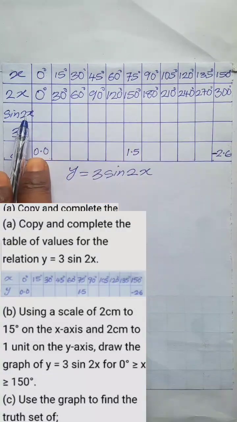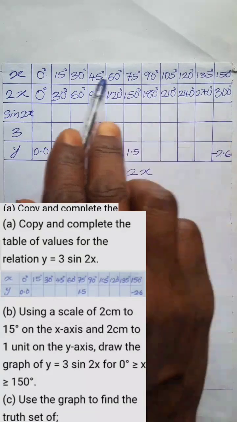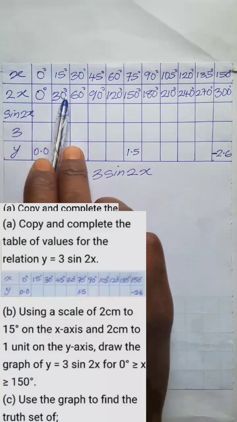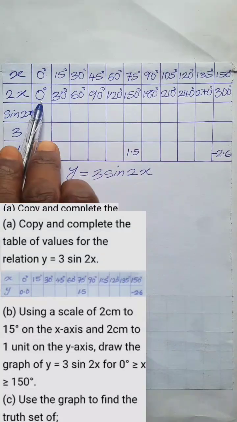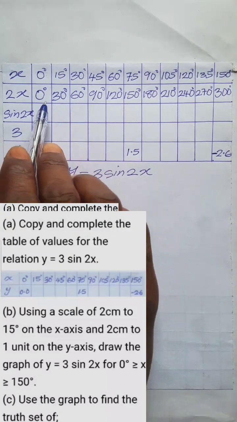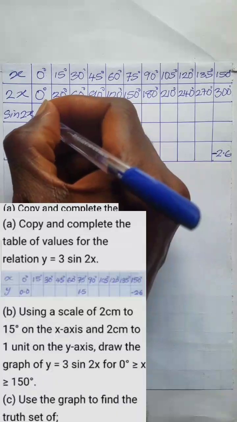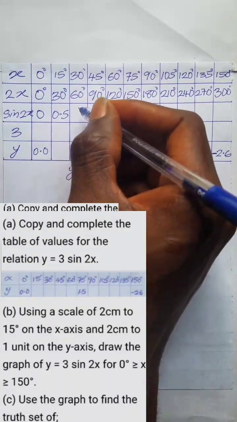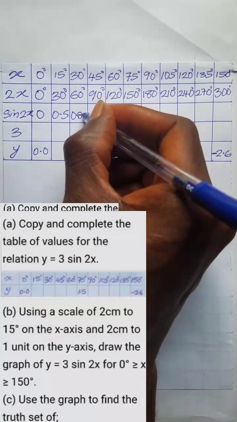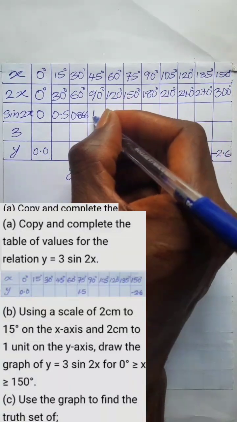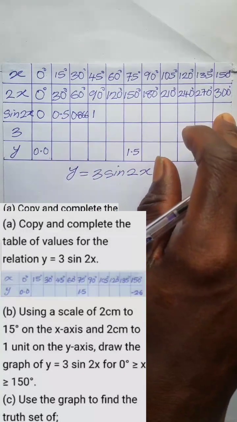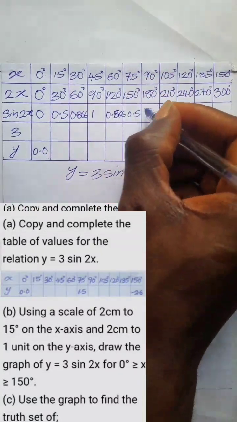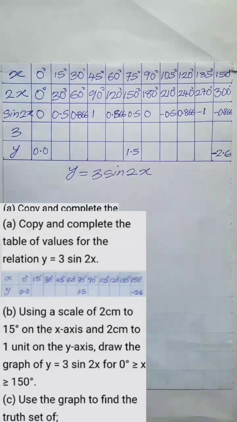Now the next thing is to find sine of this. We're no longer doing sine x but sine 2x. So sine of this column. Use your calculator and punch sine of all these here. So sine 0 is what? 0. Sine 30 is what? 0.5. Sine 60 is what? 0.866. Sine 90 is what? 1. Just punch the rest out. The next one is 3. 3 is a constant, so all this column is going to be 3, 3, 3, 3, 3.